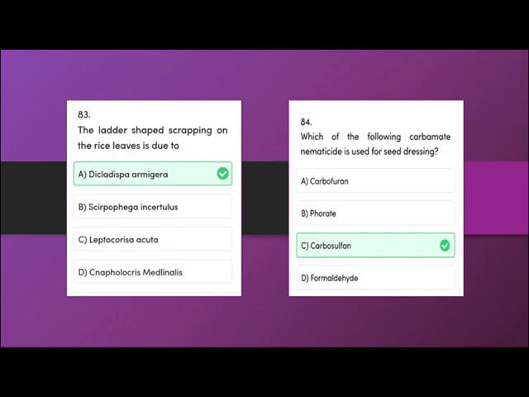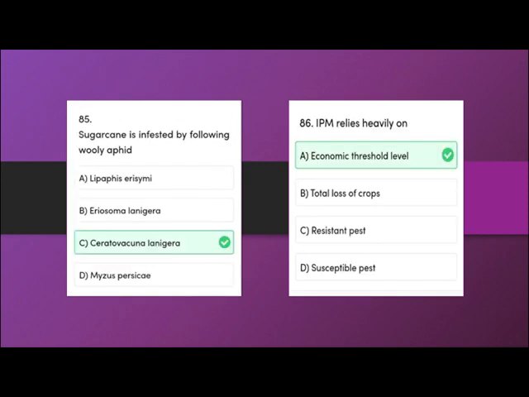Now come to the 83rd question. The ladder-shaped scraping on the rice leaves is due to Dicladispa armigera. Now come to the 84th question. Which of the following carbamate nematicides is used for seed dressing? And the answer is carbosulfan.